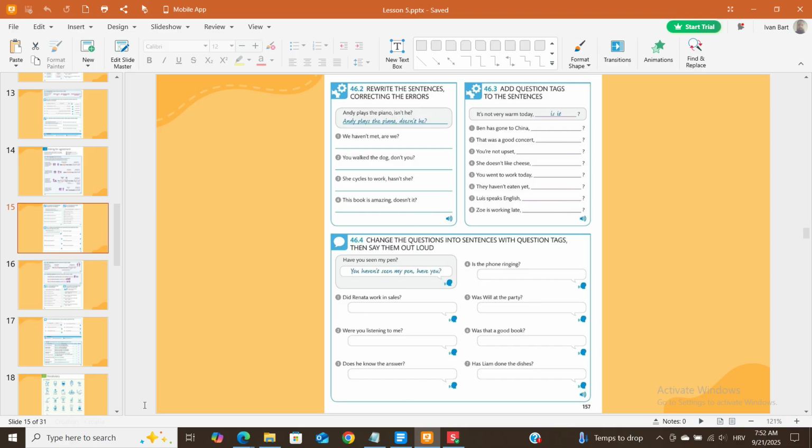It's not very warm today, is it? We haven't met, are we? You walk the dog, don't you? She cycles to work, hasn't she? Ben has gone to China. That was a good concert. You're not upset. She doesn't like cheese. You went to work today. They haven't eaten yet.